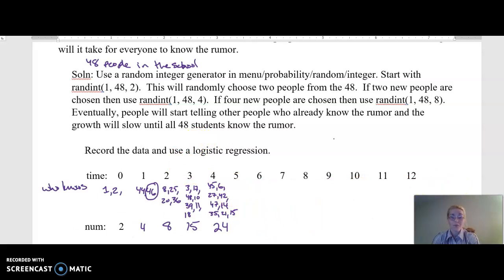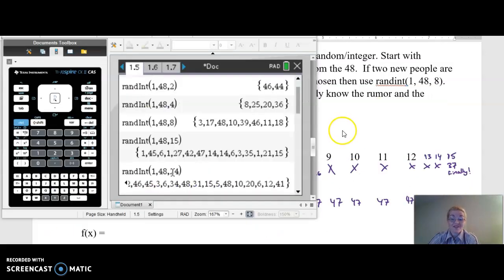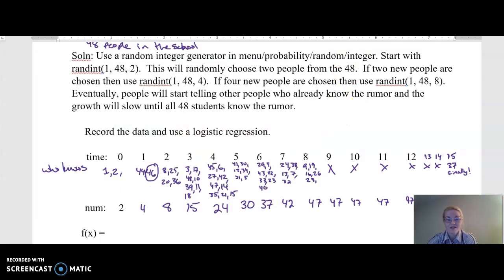So pause. Okay, that took a lot longer. I am glad I didn't make you watch me do that. So after 15 people shared the rumor, we had 9 new people for 24.